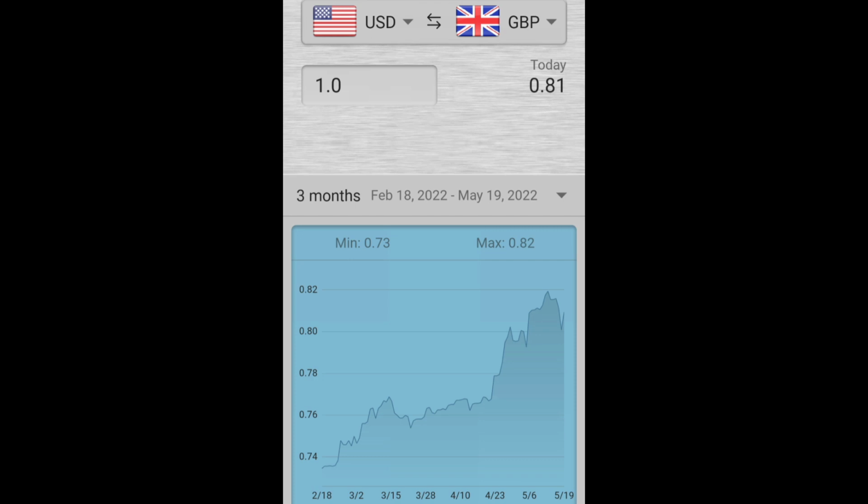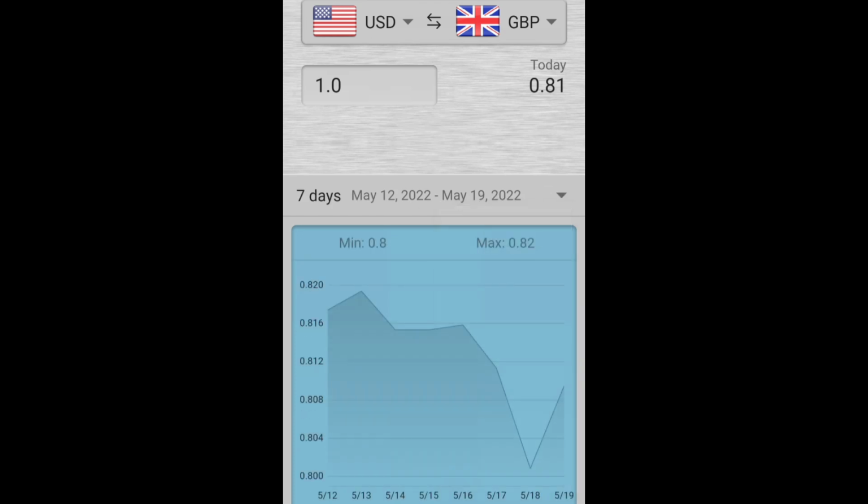US dollar to GBP or British pound. Here's the update. For May 12, 1 US dollar is equivalent to 0.82 British pound. For May 13, 1 US dollar is equivalent to 0.818 British pound. For May 14, 1 US dollar is equivalent to 0.815 British pound.